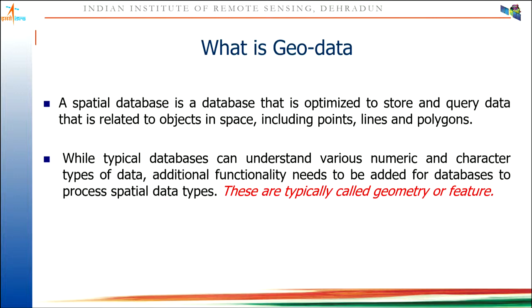understand that a spatial database is a database that is optimized to store and query data that is related to objects in space, including points, lines and polygons. So the keyword here is data that is related to objects in space. When I say objects in space, that means I am using three major geometries: point geometry, line geometry and polygon geometry. When I use these basic geometries to represent different geographical phenomena in a computer system, then I say that it is a data model.